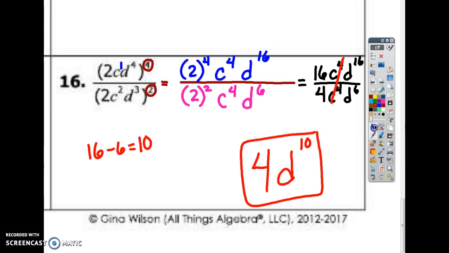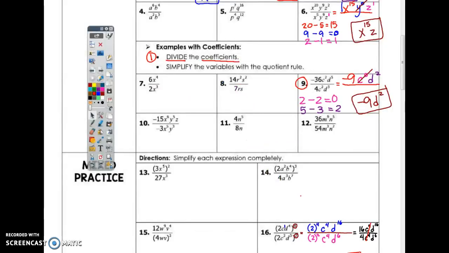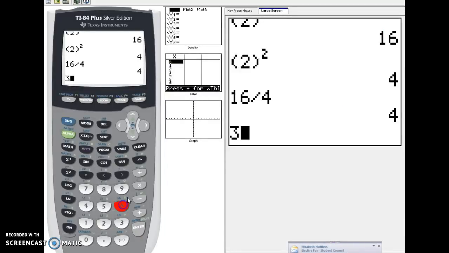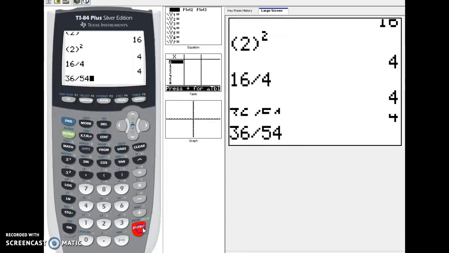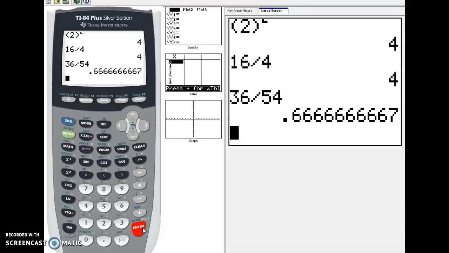Okay, I want you to try this page, this whole page. Let me know if you have any questions or if you need help. Let's look at problem number 12. It says 36 divided by 54. If I put that in the calculator, it's going to give me a decimal. Enter gives me a decimal. I don't need a decimal.